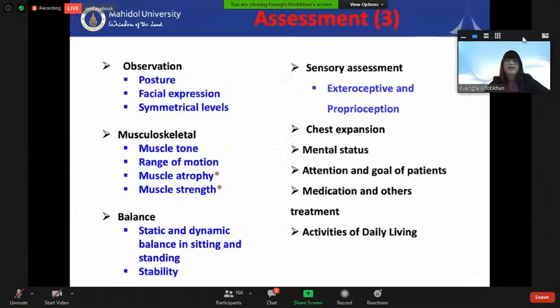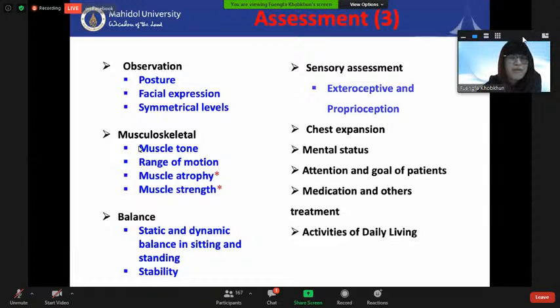Then the assessment is similar to other neurological conditions, for example stroke or other movement disorders, including observation. I would like to remind you that Parkinson's disease quite often has a stoop posture. You know stoop posture, right? Go back to the photo that I have attached. This is the typical posture that we have in PD.